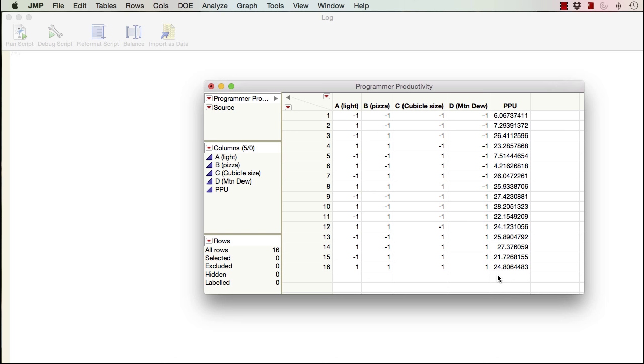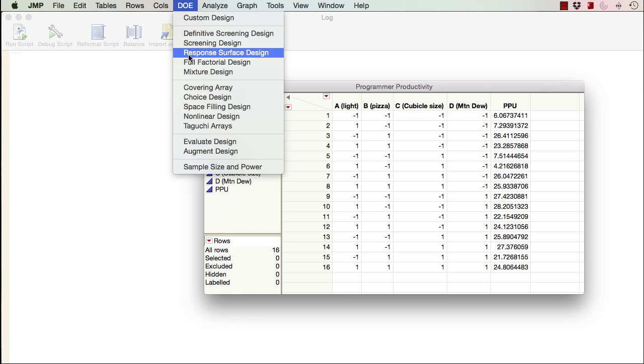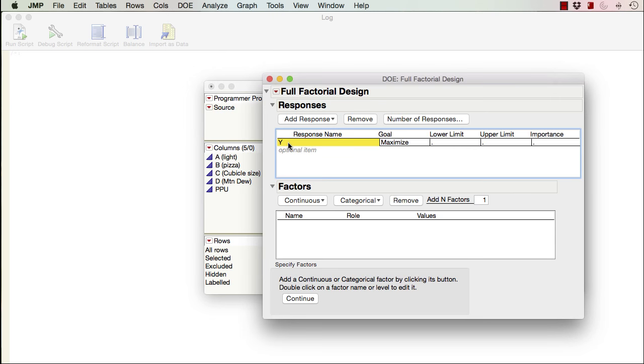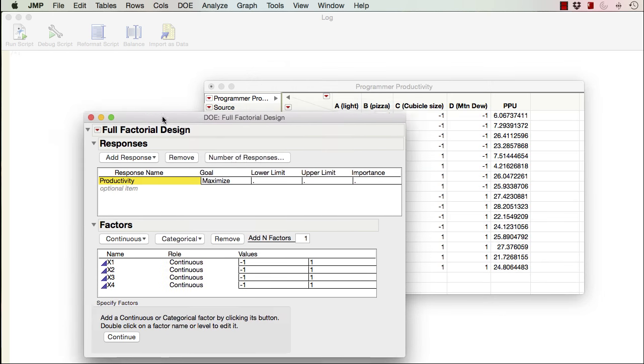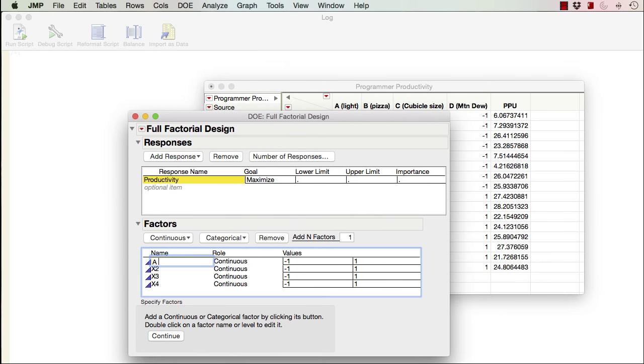I'm not particularly experienced with JMP, so there might be an easier way to do this next step. To analyze the experiment, the first thing we need to do is set JMP up to analyze the experiment. So we go to the DOE, go down to Full Factorial Design, and we set up the experiment. Our response variable is going to be the productivity. We want to add four factors, and these are going to be two-level factors. The first is factor A, which is light, factor B, which is pizza, factor C, which is cubicle size, and factor D, which is Mountain Dew.